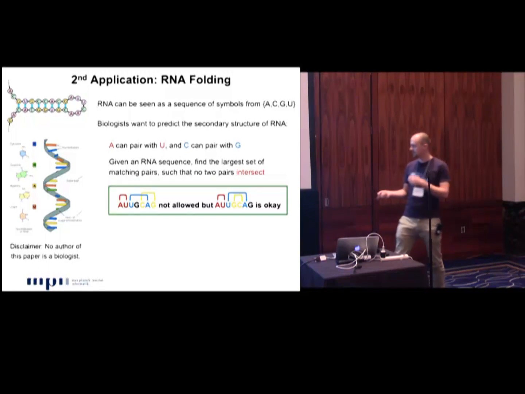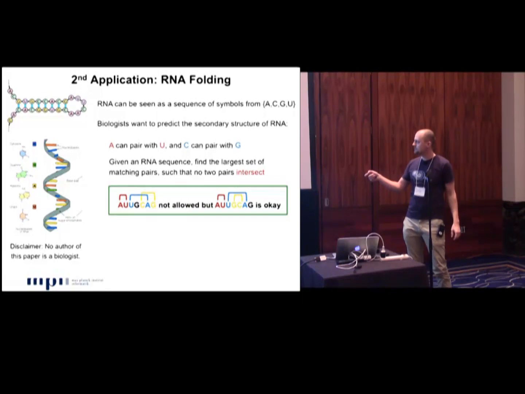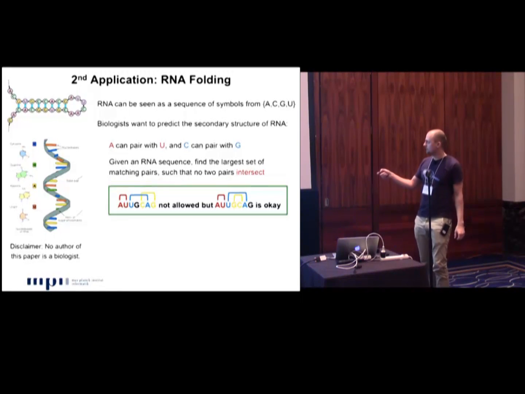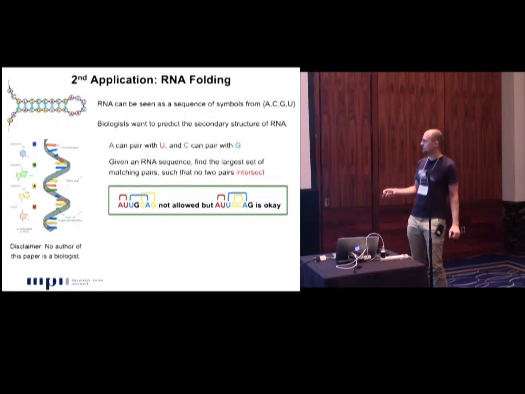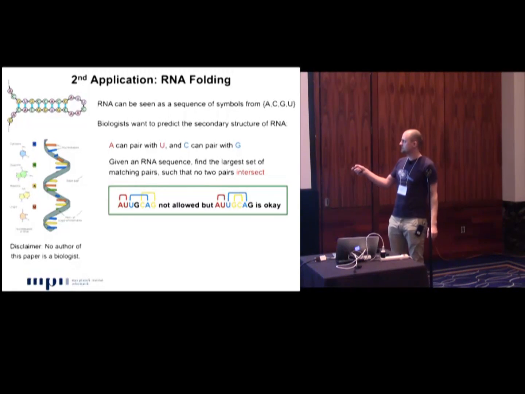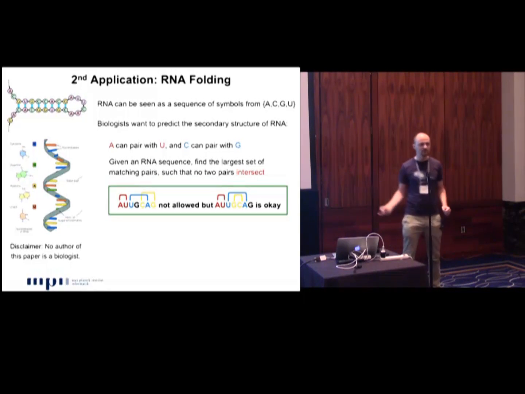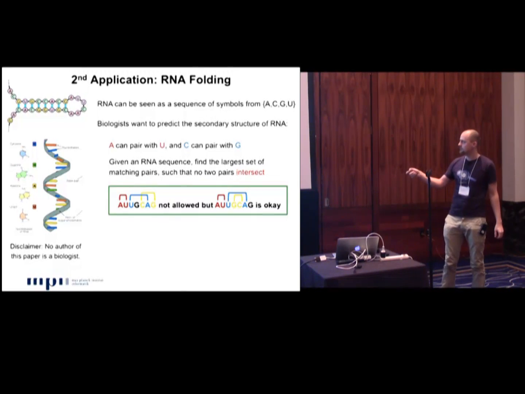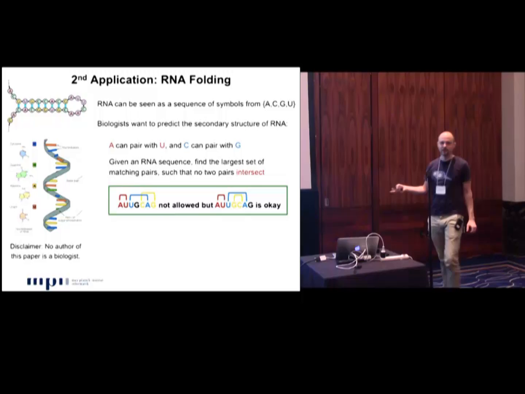So just look at the picture. A and U can just match. U and A can match, and C and G can match. But now we have an intersecting pair here, so this is not allowed. But here, AU, UA, and CG, they all match. And any two pairs are either disjoint or nesting, so this is allowed. And we want to compute the maximum set of matching pairs like this.